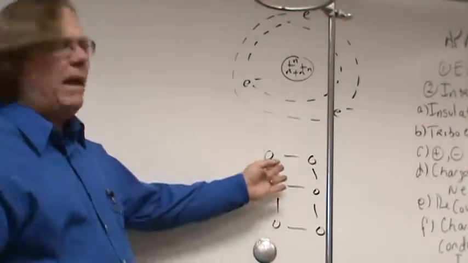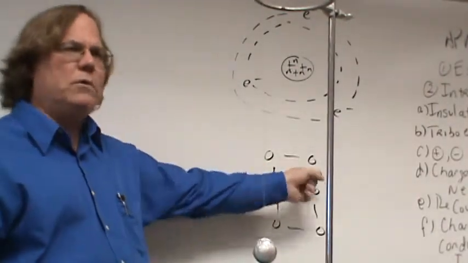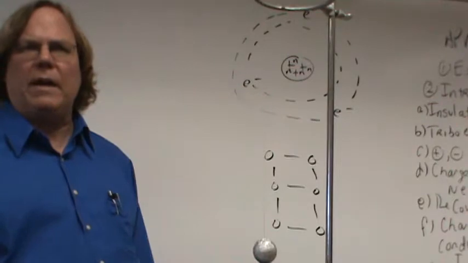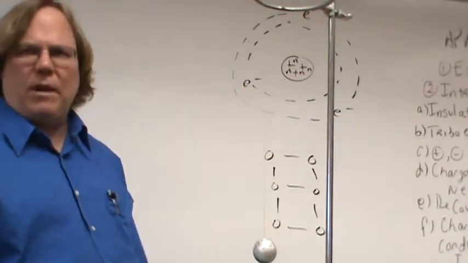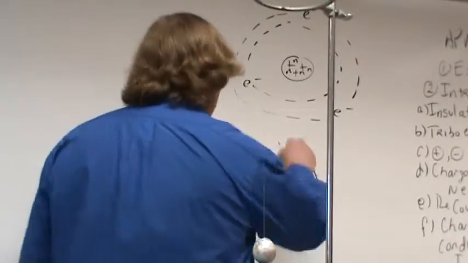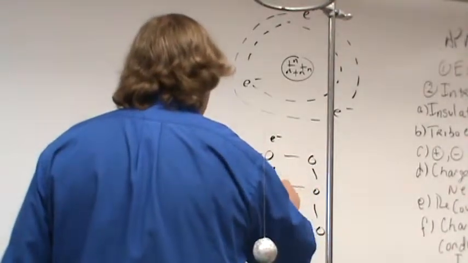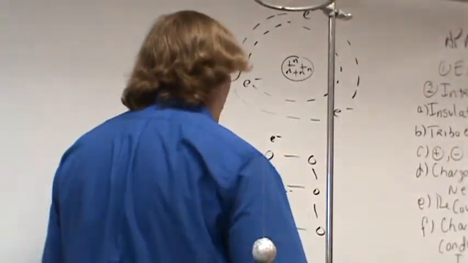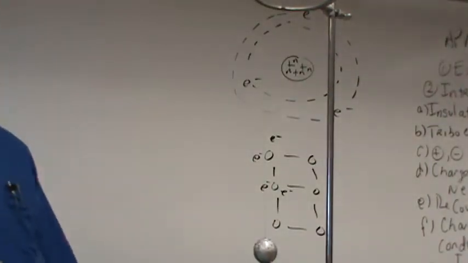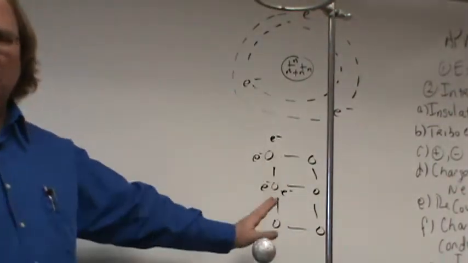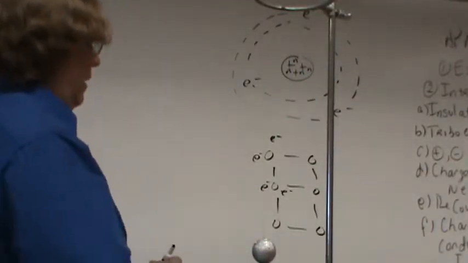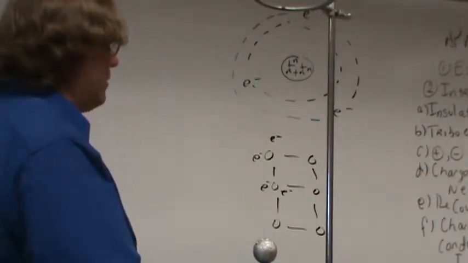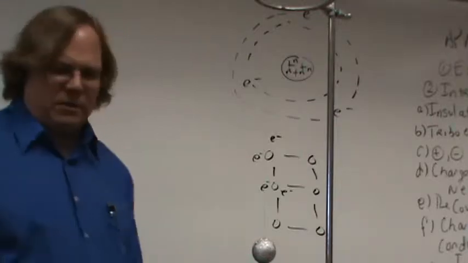So you're never going to have a situation where protons are moving around. The nucleus, which is protons and neutrons, stay where they are at all times. If anything's going to be moving around, it's going to be electrons. Only electrons get to move around. Protons don't. You guys okay with that? Okay, great. Then let's talk about insulator versus conductor.